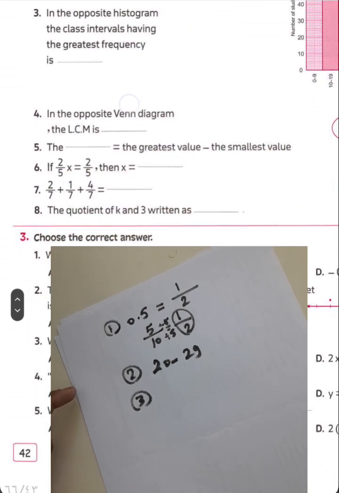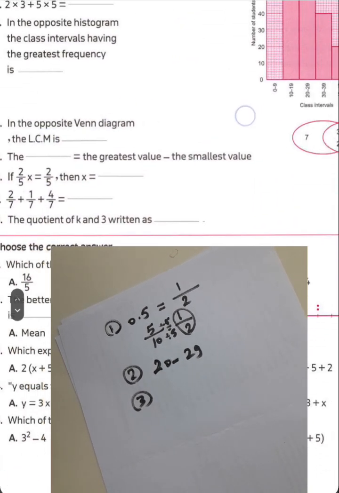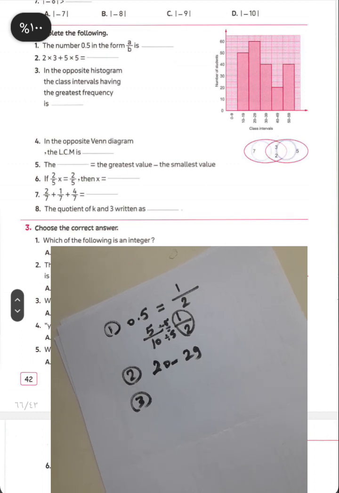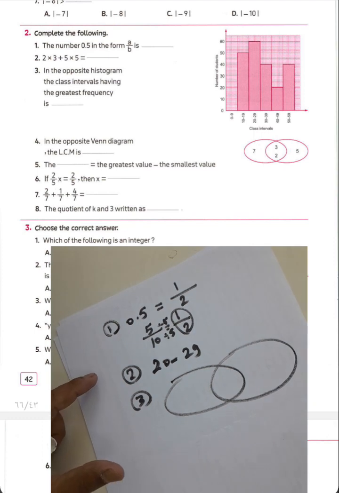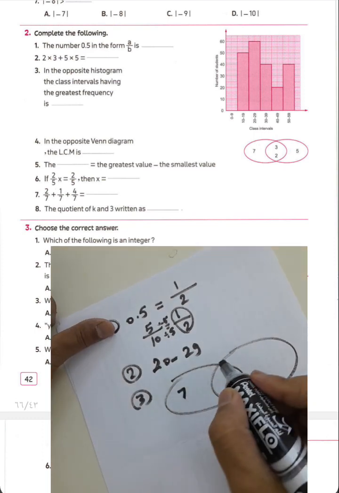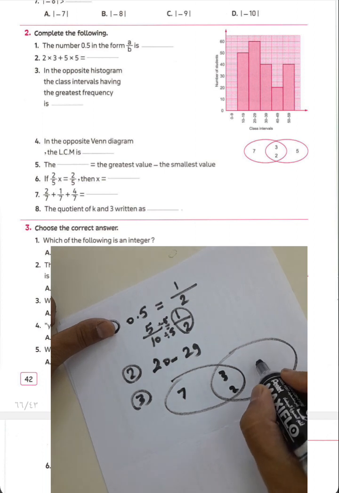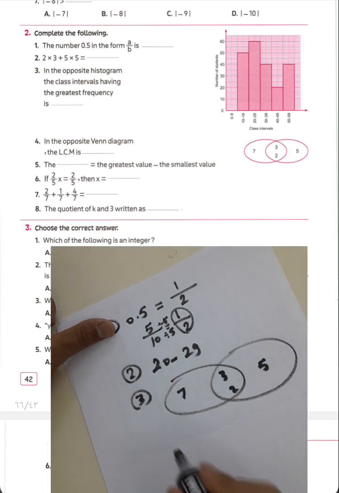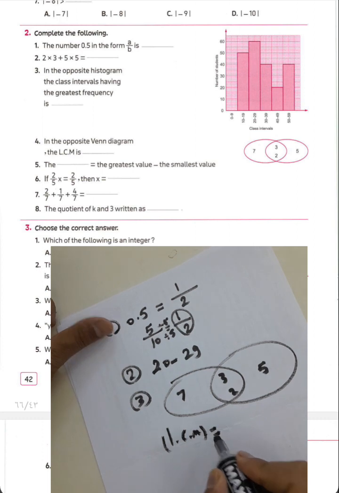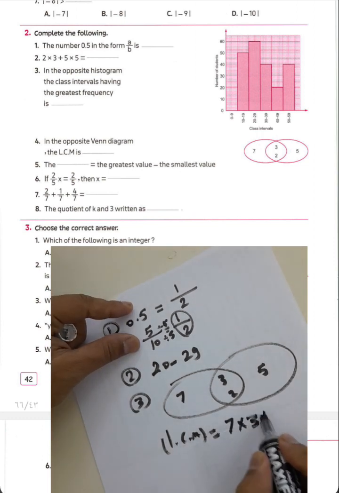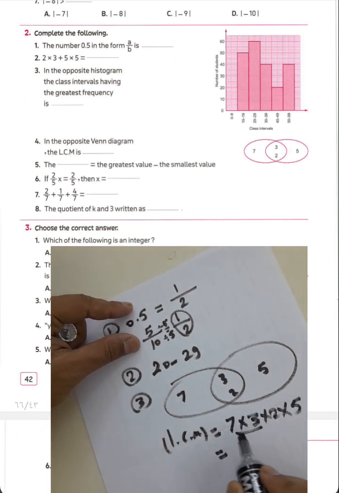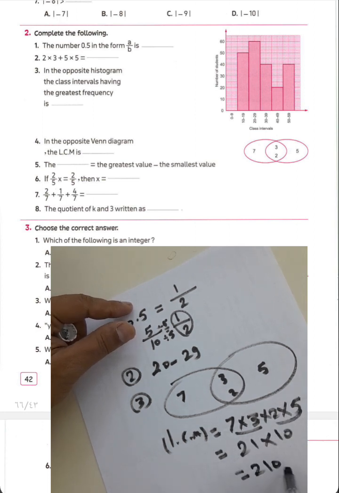Question 3. In the opposite Venn diagram, what is the least common multiple? We have a Venn diagram here, and we have points 7 and 3 and 2 and 5. To find the least common multiple, you must find the product of all prime factors here. 7 times 3 times 2 times 5. 7 times 3 equals 21 and 2 times 5 equals 10. Then the least common multiple will be 210.